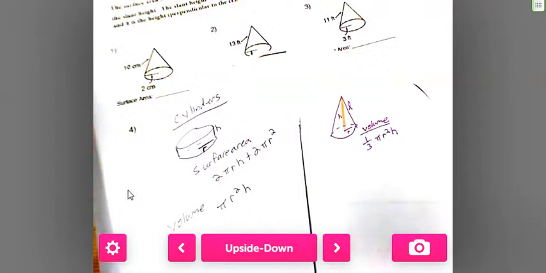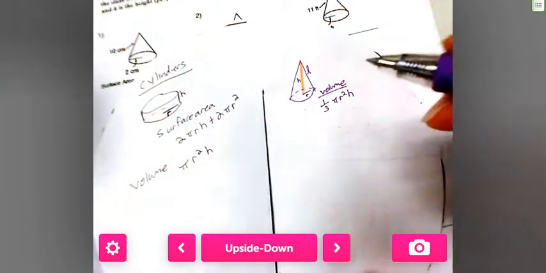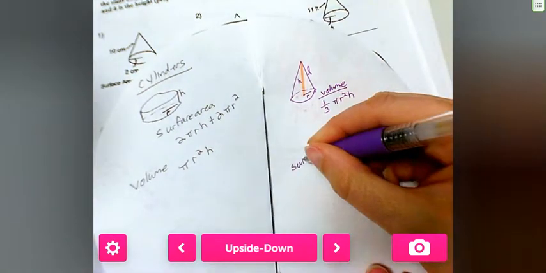Right, we are going to add stuff to our circle book. It's the last thing we're adding. We are going to talk about surface area of a cone. Okay? So we're talking about surface area.